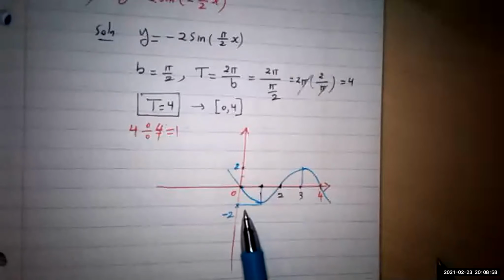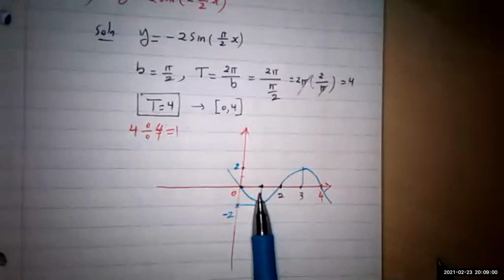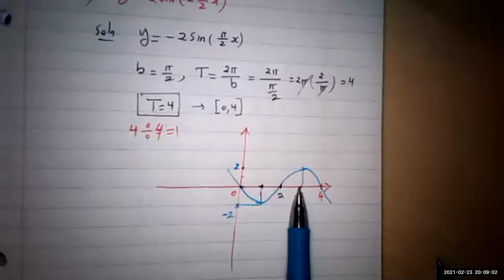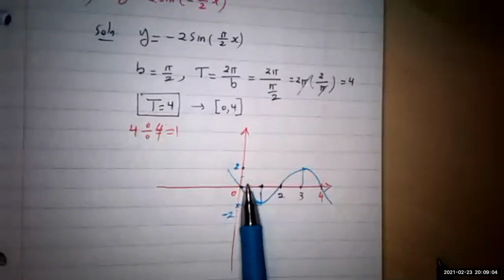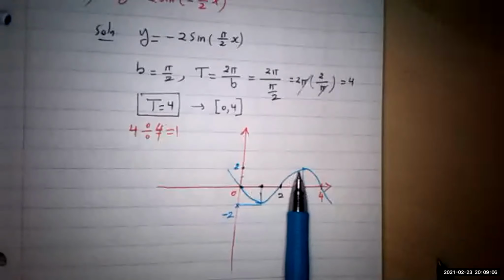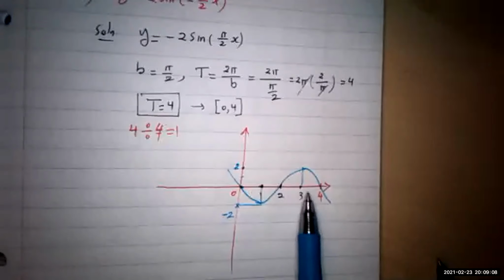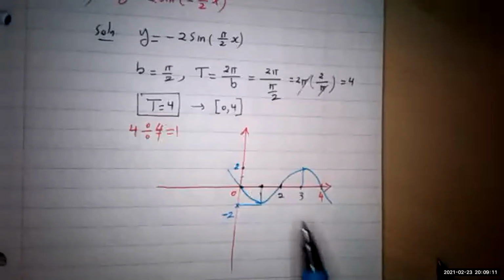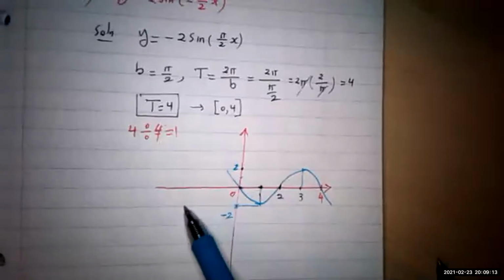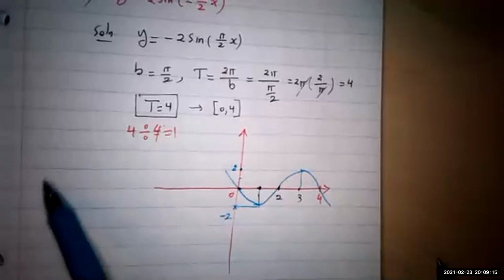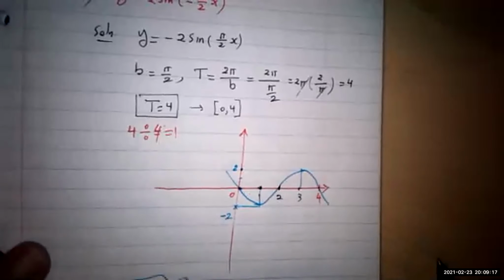The minimum value is negative 2, and we get it at 1. In the second part, we get the maximum. The maximum value is going to be 2, and we get it at x equal to 3. If you want to do it more, you just continue. You can go on forever to get these numbers.